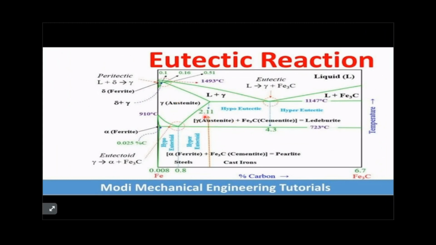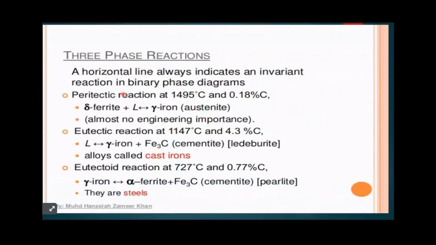So first one is the peritectic reaction. Peritectic reaction takes place at 1493 degrees Celsius, and the carbon percentage of 0.18 in the iron. That is the delta ferrite plus liquid will be converted into gamma iron austenite. That is the peritectic reaction. This will happen in the case of low carbon steel.